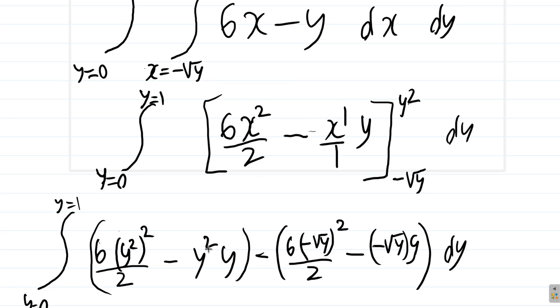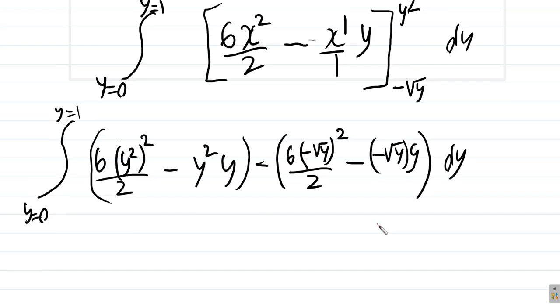Just checking, make sure I don't make any mistake. You put in y squared for x, and then square it, over 2 minus, put y squared here, and then multiply by y, good, minus, you put y squared for x here, and then you have to square it, good. I mean, oh no, minus, you put negative square root of y here, and then you have to square it, alright, minus, you put negative square root of y here, multiply by y, alright.